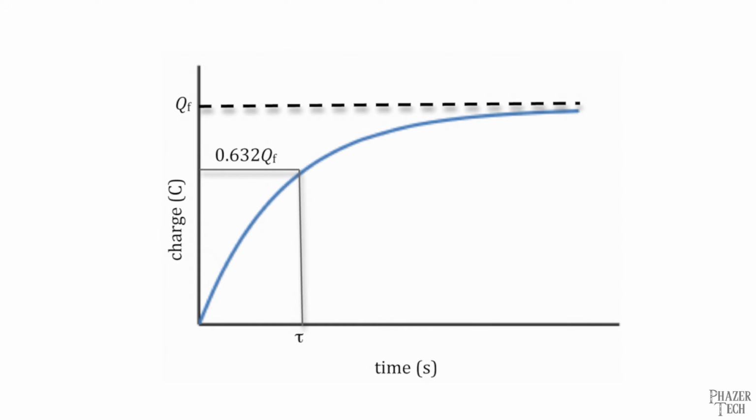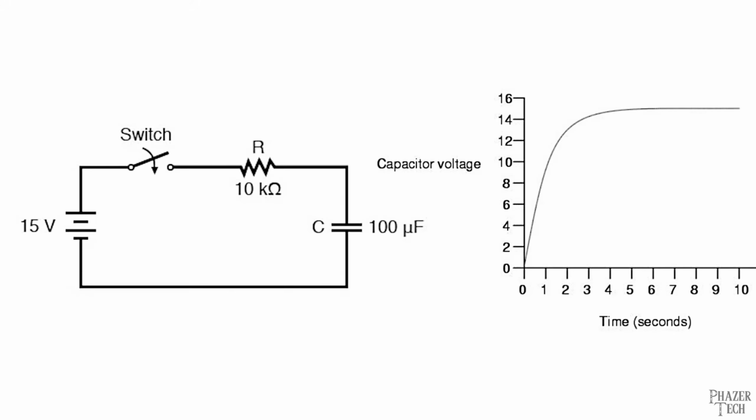So let's first talk about how a capacitor reacts in a basic circuit such as this one. We have a 15-volt battery in series with a 10K resistor and a 100 microfarad capacitor. There's also a switch here that's currently open, meaning there's no current flowing and the voltage across the capacitor is zero. Since the cap is completely discharged, it acts as a short circuit. Or in other words, imagine both sides of the cap are connected together.